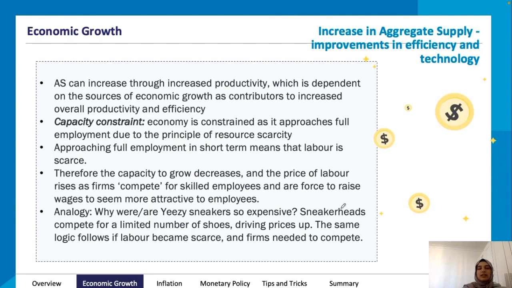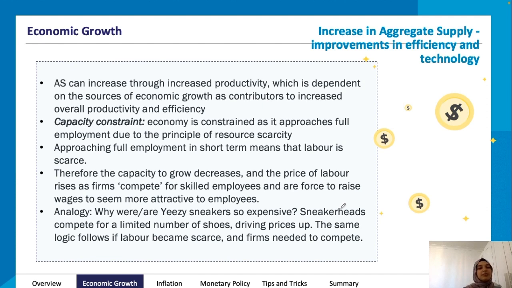So, increased aggregate supply, so improvements in efficiency and technology. Aggregate supply can increase through increased productivity, which is dependent on the sources of economic growth as contributors to increase overall capacity and efficiency. Right, so capacity constraint is this idea that the economy is constrained as it approaches full employment due to the principle of resource scarcity.